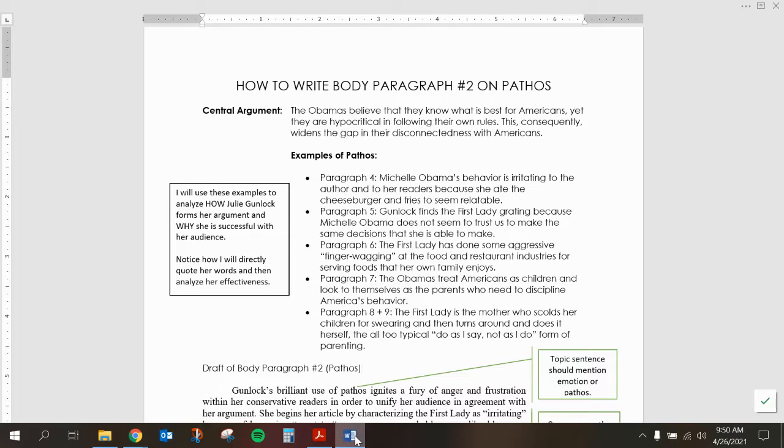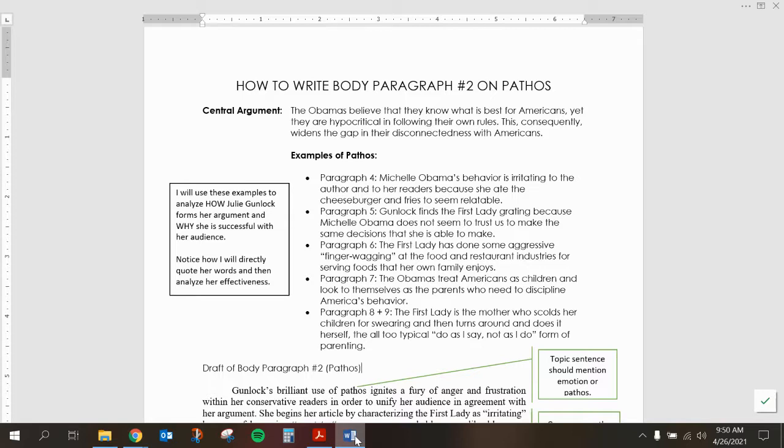Remember that pathos is emotions, and it's the emotions that the author brings out in the reader. It's how the author makes us feel. So we have to think logically, what would the author want us to feel? Well, in this particular article, Julie Gunlock is trying to make her audience angry and frustrated. We know this because her audience are conservatives. And the thing is, the conservatives can't do anything about Michelle Obama and her initiatives with food. So if you can't change it, all you can really do is just simply unify your audience with the same emotions. So examples of pathos that I found.